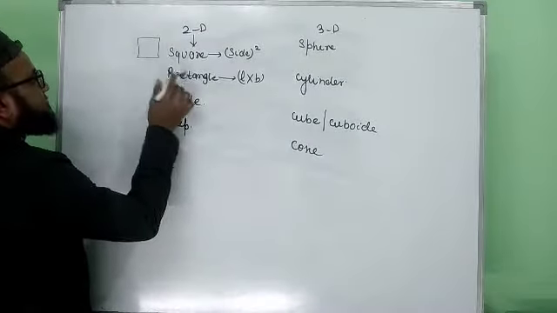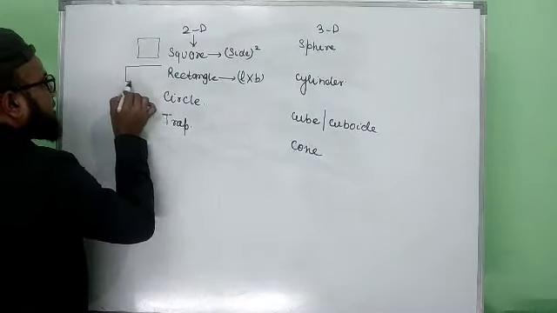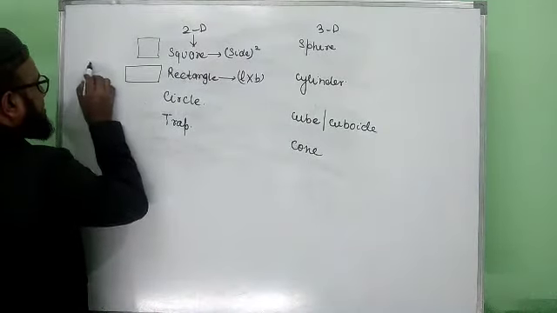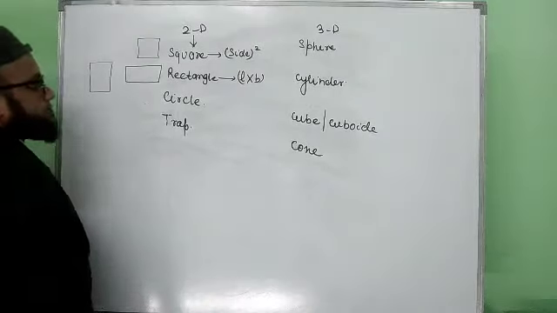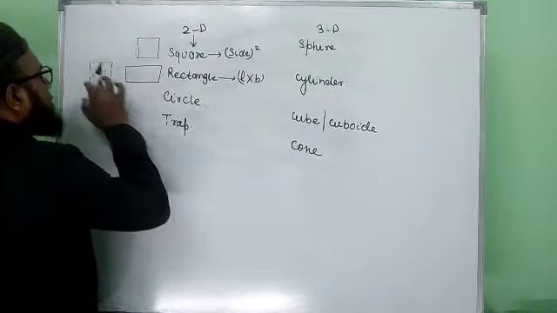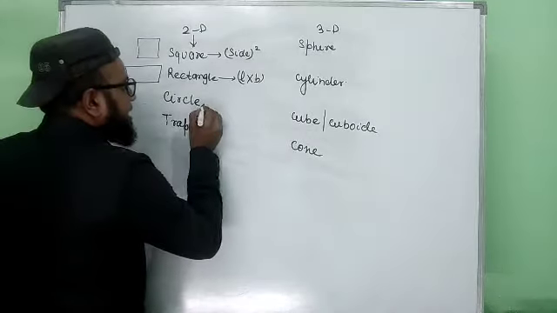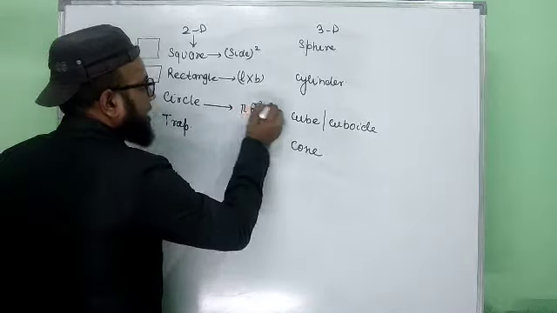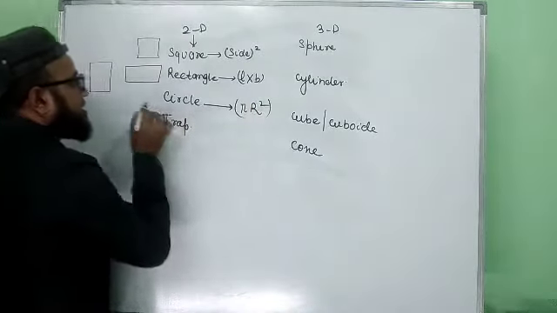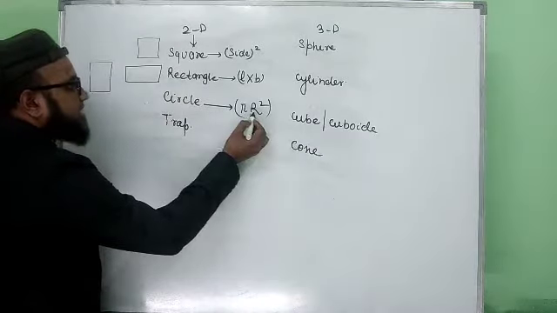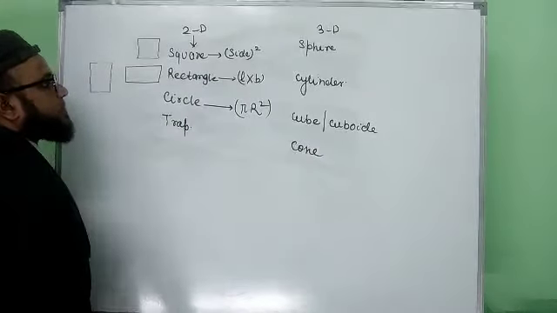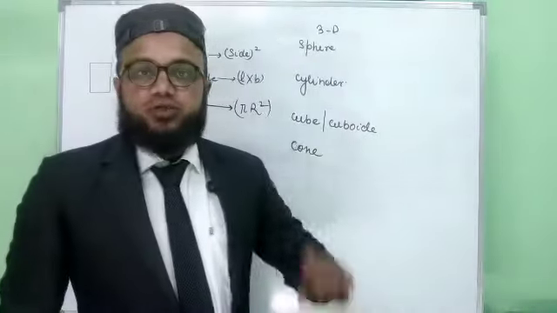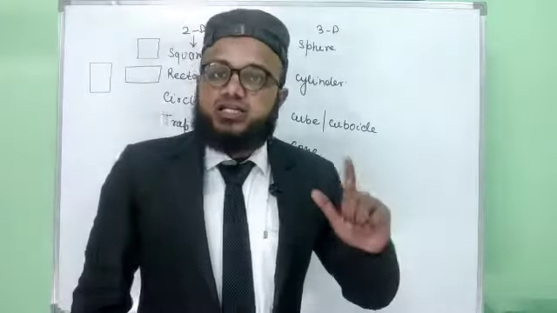In a two-dimensional figure like a rectangle, it may be that length is greater than breadth, or breadth is greater than length. It may be of two types. But for finding the area of any circle, we have to use the formula pi r squared, where r is the radius and the value of pi is 3.14 or 22 by 7.